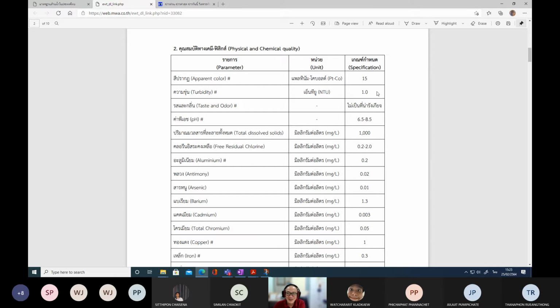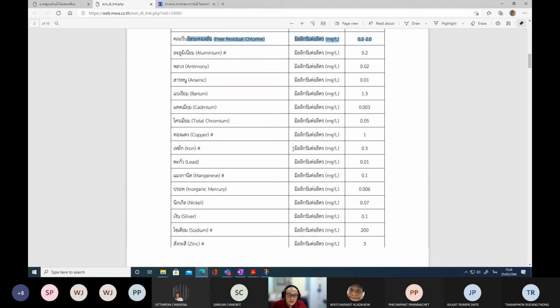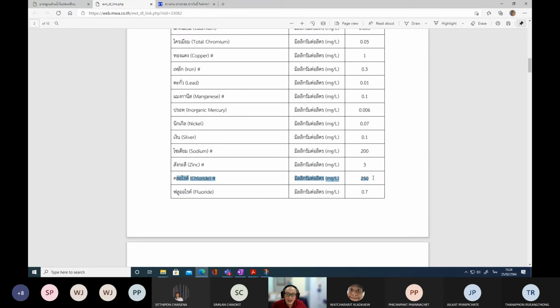this is even more stringent. This specification is more stringent than the normal standard. So the standard is a 5. The standard normally prepared by the Pollution Control Department is legally enforceable. But this one is not legally enforceable, but it's the specification. Free residual chlorine should be in this range. What we were talking about, the chloride. Chloride should be 250 milligrams per liter.